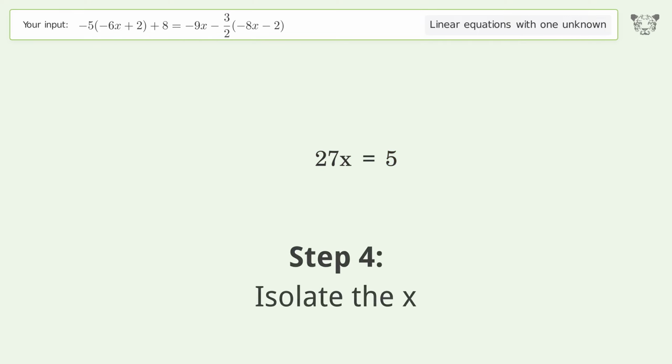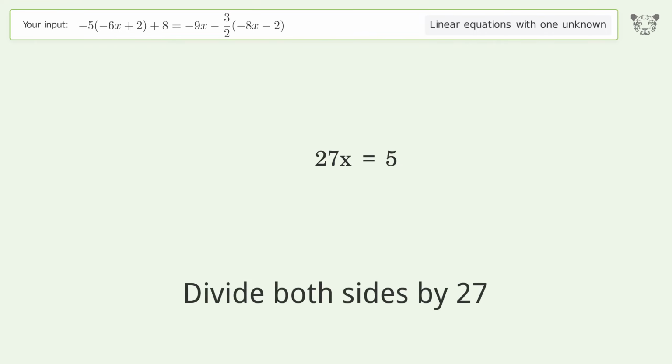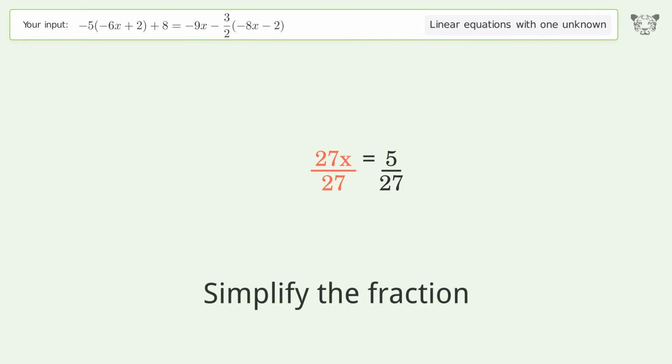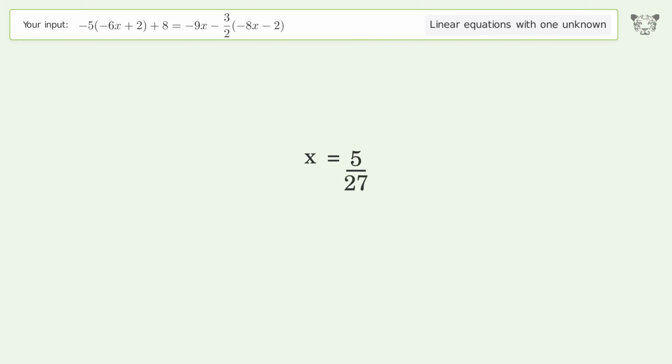Isolate the x. Divide both sides by 27. Simplify the fraction. And so the final result is x equals 5/27.